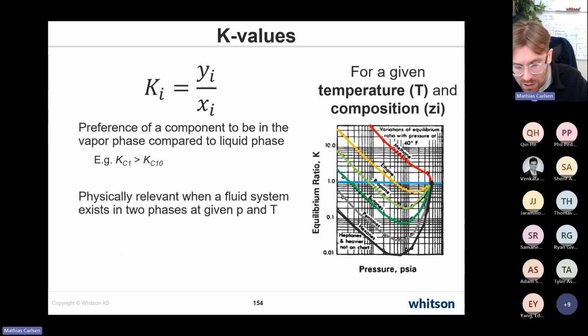If my relative preference is to be in the gas phase, my K value is higher than 1. If it's below 1, it means that I like to be in the oil phase. Why is the K value behaving as it does? Well, it's a physical property, so it's the same as asking why water boils at 100 degrees C. It's just a physical property of water.